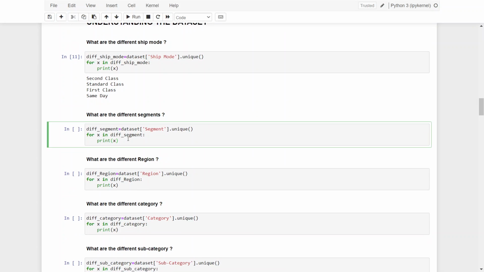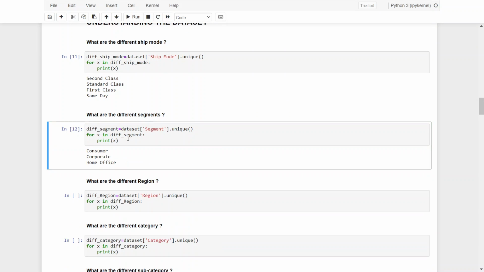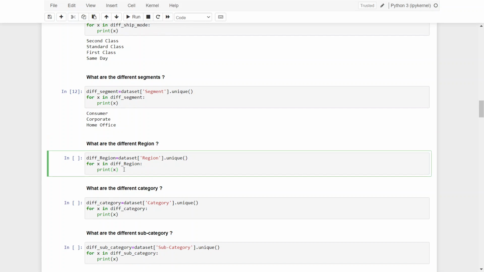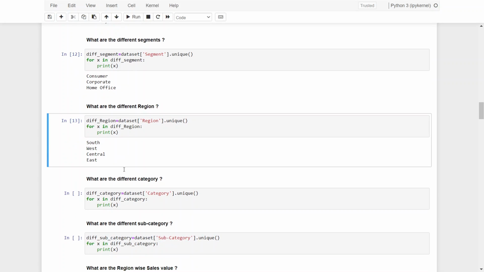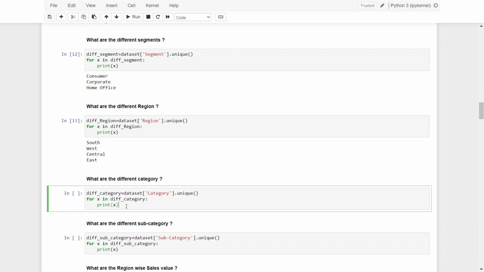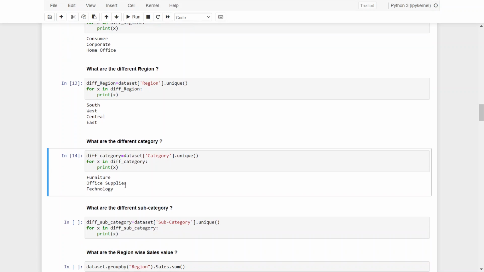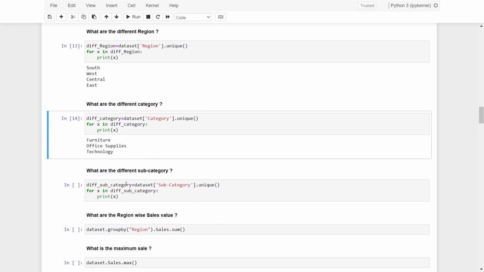After that, what are the different segments in the dataset? There are three segments: consumer, corporate, and home office. And what are the different regions in it? The four different regions are south, west, central, and east. And what are the categories in the retail dataset? The categories are furniture, office supplies, and technology. These are the three categories.